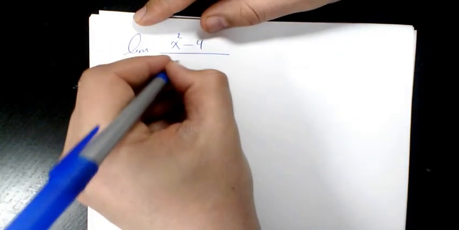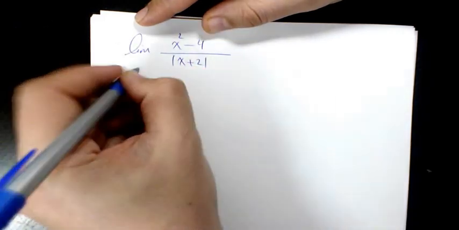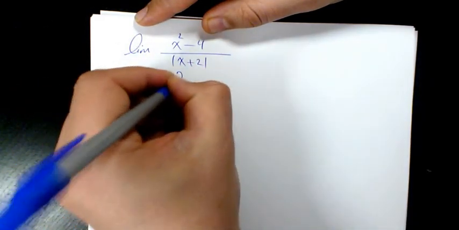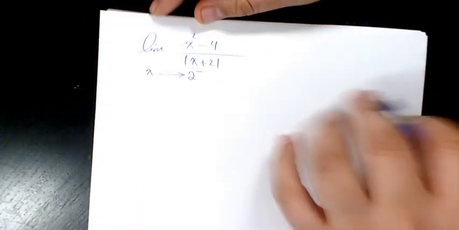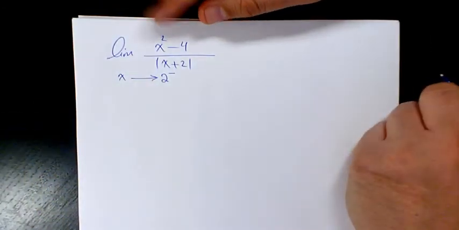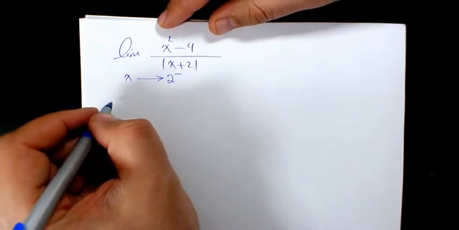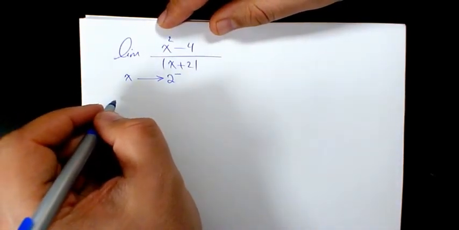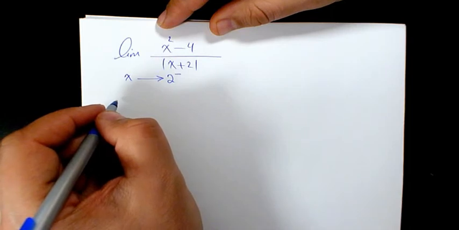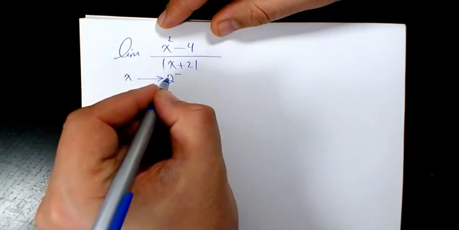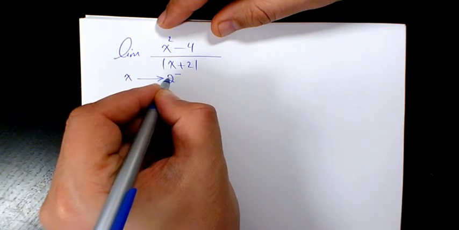Next example. We have the limit of x squared minus 4 over the absolute value of x plus 2 when x is approaching negative 2 minus. Let's make it negative 2. That's going to be better.